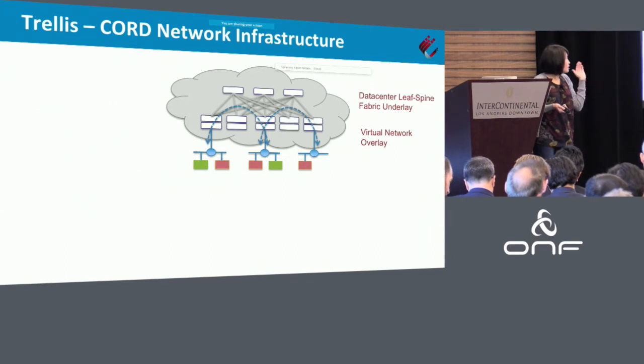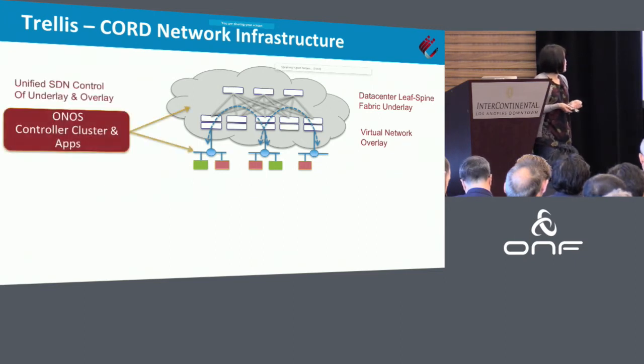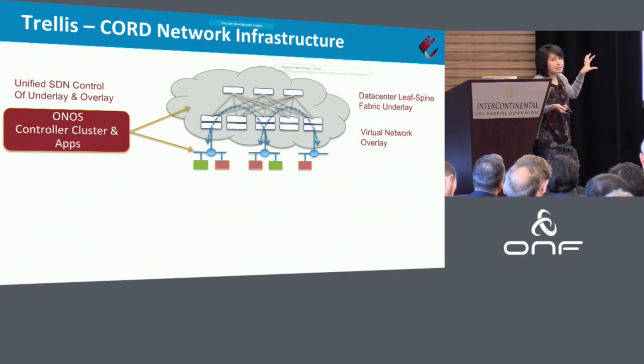And with these, the VNFs are connected using an overlay network using VXLAN tunneling. And then we're able to have unified control of both the underlay and the overlay. So we have ONOS deployed as part of CORD, with all the various applications deployed on top of it that allow us to fully control this.